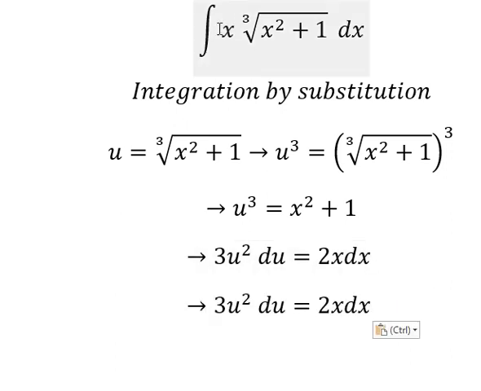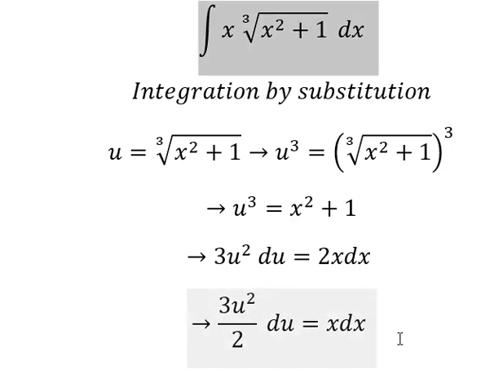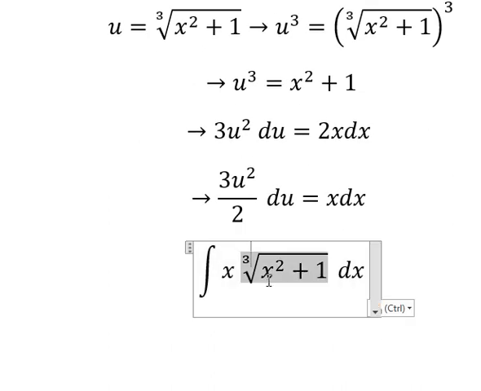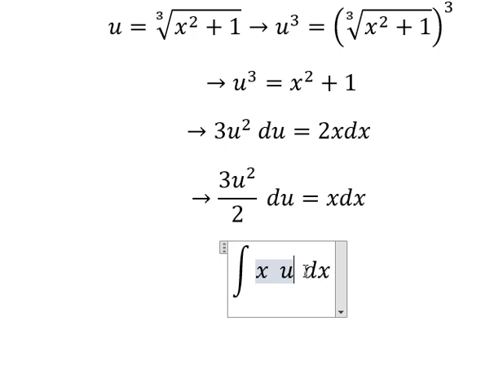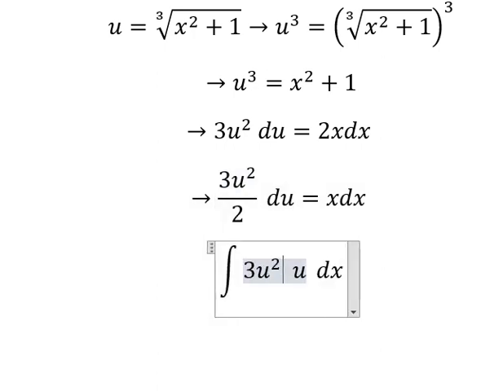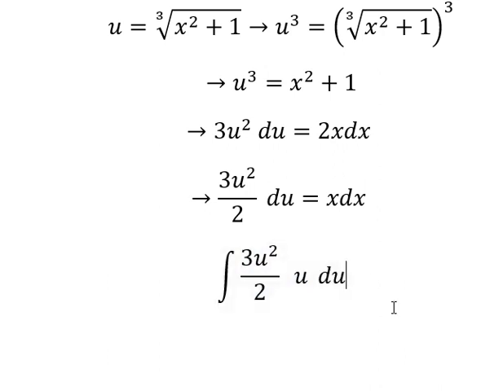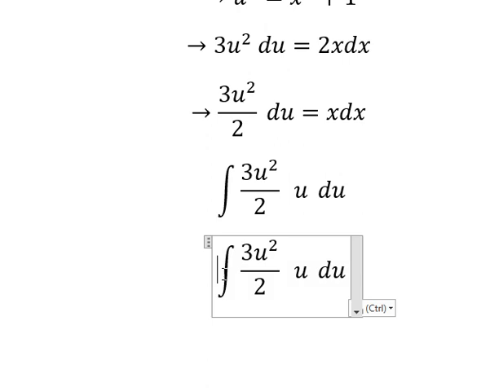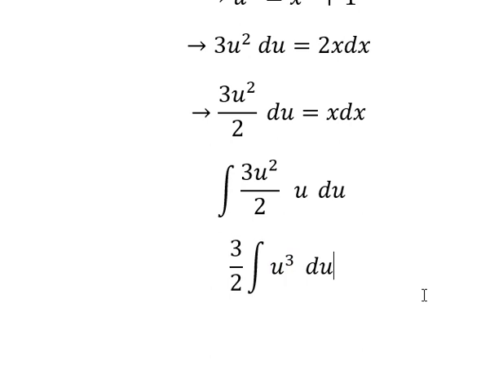Because we don't have the number 2 in here, we need to divide both sides by 2. So this one we change to u. The s we change to this one. Three over 2 I will put outside. U squared and u, we have u to the power of 3.